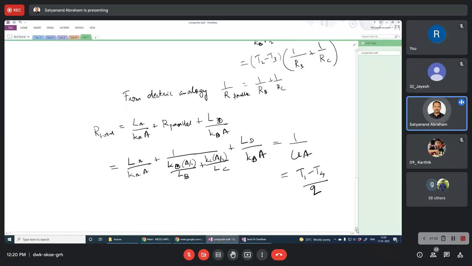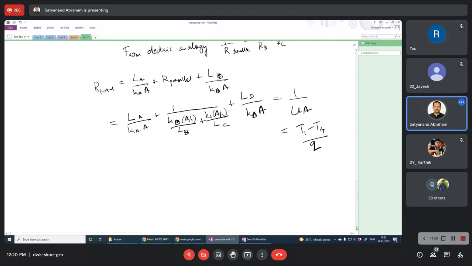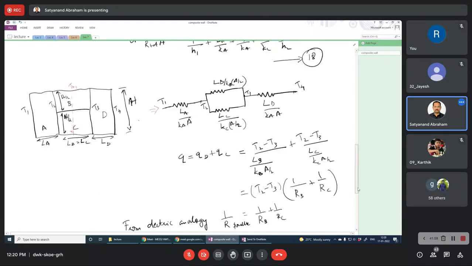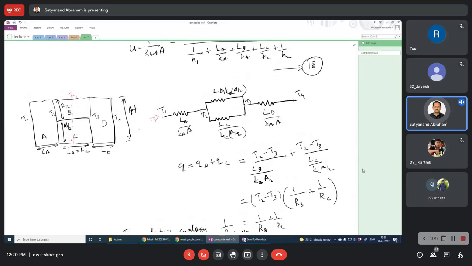So that's how we write series resistance, parallel resistance, and all those things. It will be more clear when we do a tutorial based on this. Suppose you have the height as h by 4 and 3h by 4, then you have to change the areas that we assign together with this particular section.